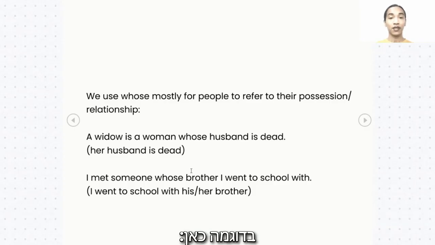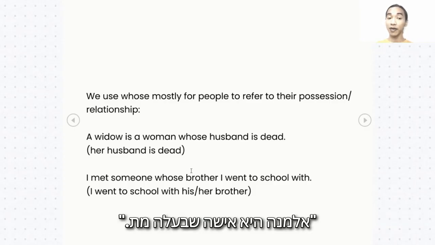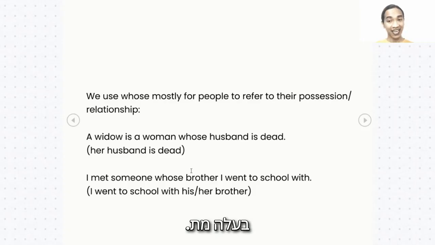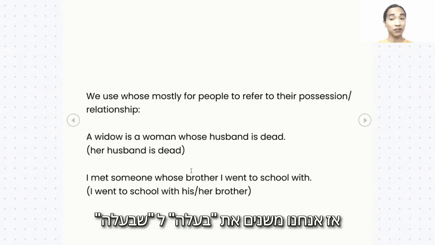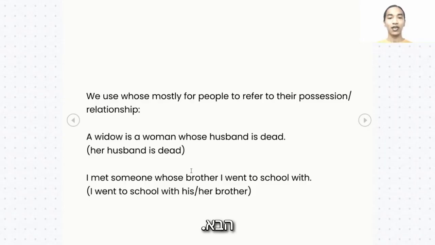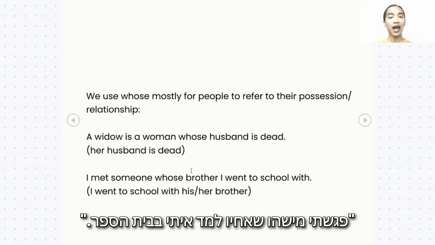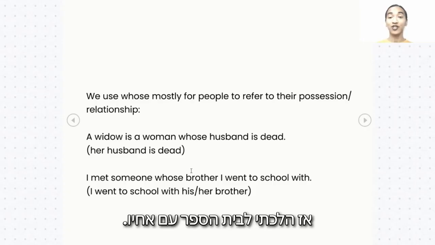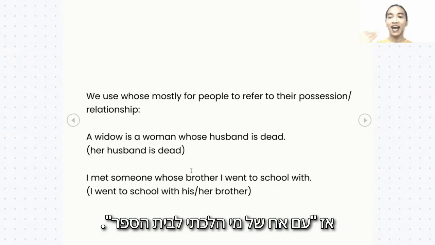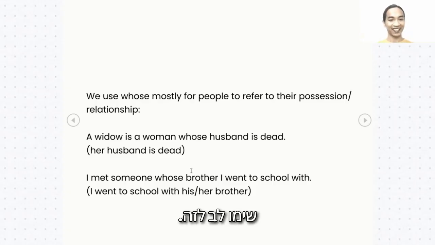Example here, a widow is a woman whose husband is dead. Her husband is dead. So we change her husband to whose. Next one, I met someone whose brother I went to school with. So I went to school with his brother. So, whose brother I went to school with. All right, pay attention to that.